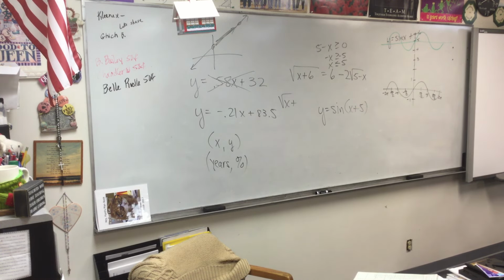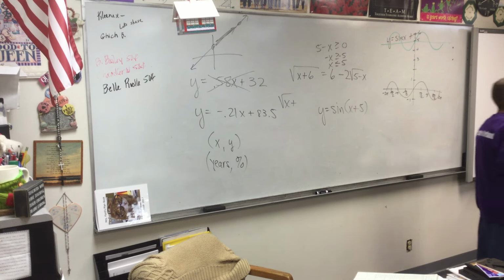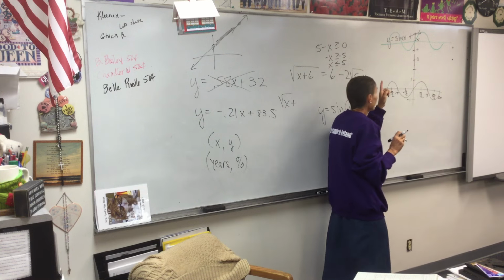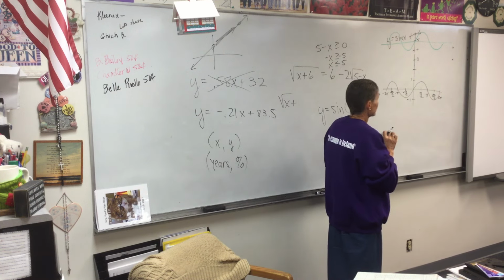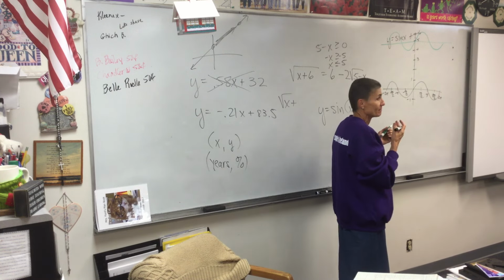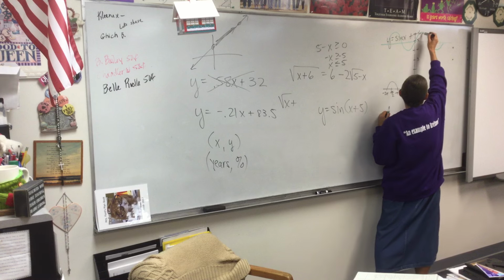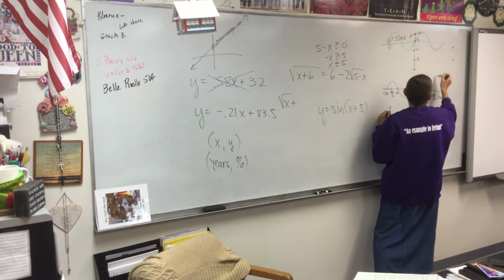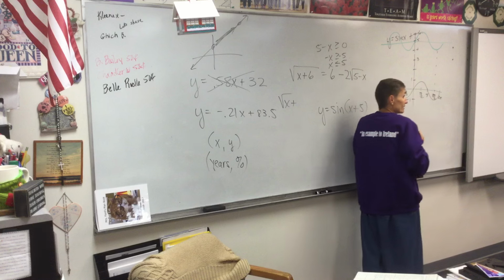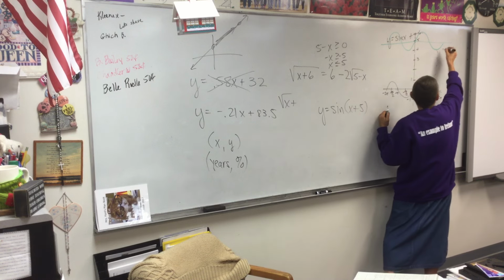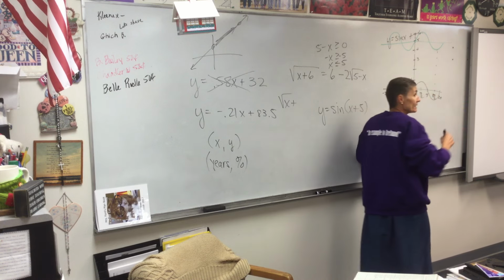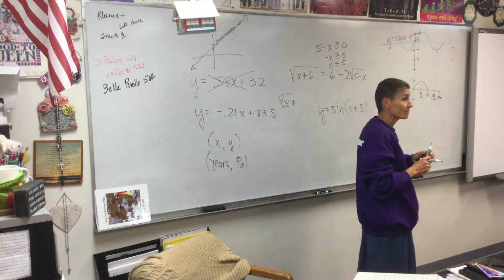What are the questions? On what interval is it increasing or decreasing? Well, there are tons of them in this one. So we could say from 0 to pi over 2, it's increasing. Would you agree with that? And then from pi over 2 to 3 pi over 2, it is decreasing. And then from 3 pi over 2 to 2 pi, it is increasing again.